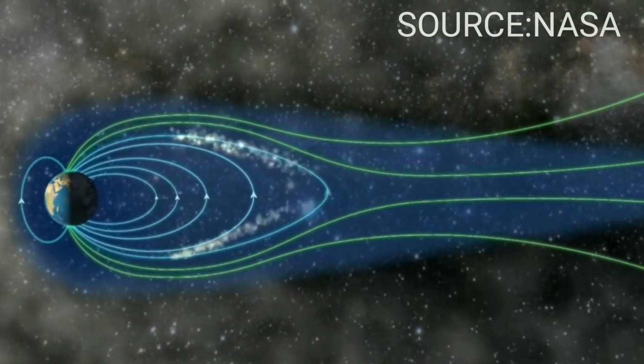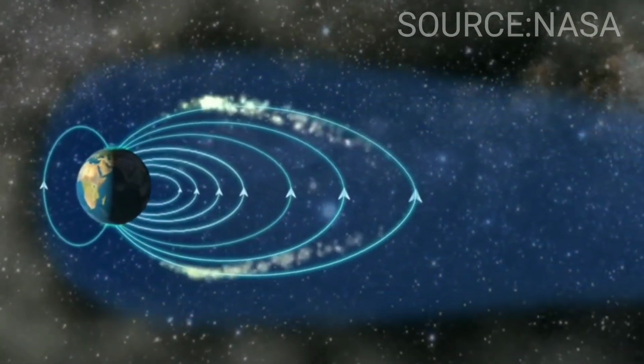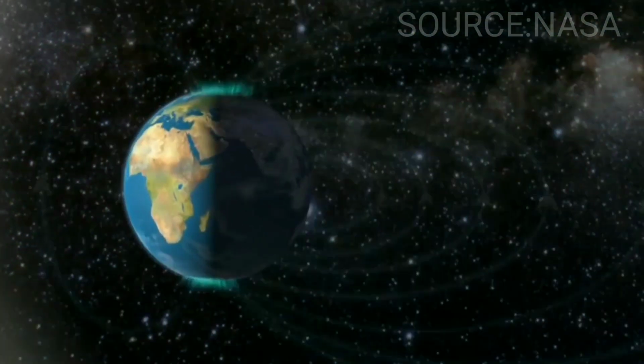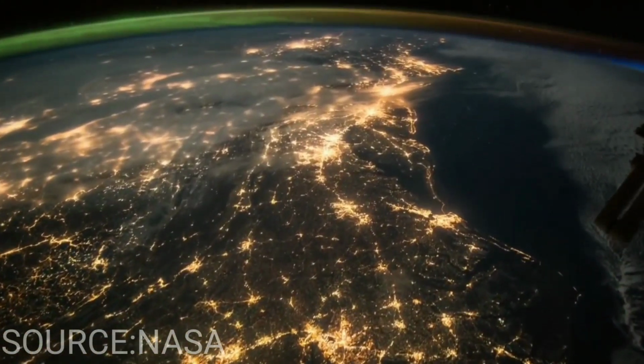And this interaction of the charged particles with the gases in the atmosphere is what gives us these dazzling display of colors. Depending upon the type of gases that react with these charged particles, different colors are formed. For example, if the charged particle reacted with oxygen, then green color is formed. If it had reacted with nitrogen, then red color is formed.